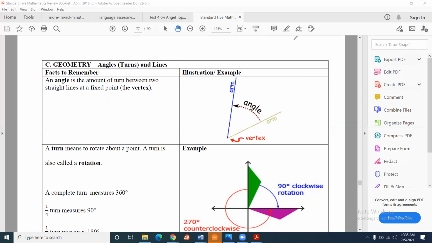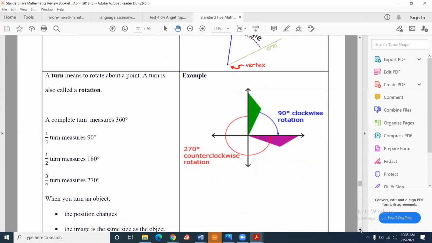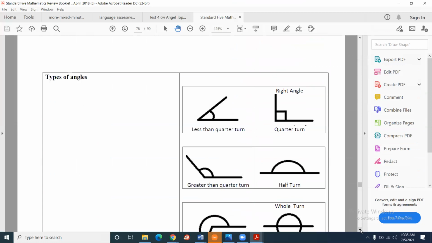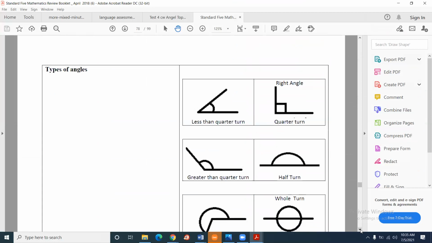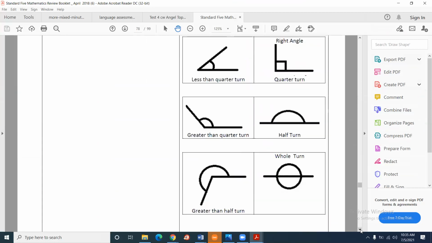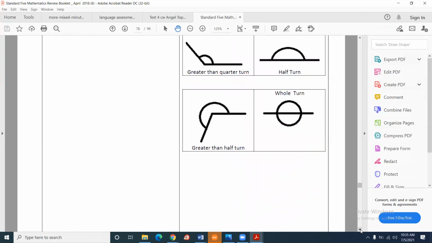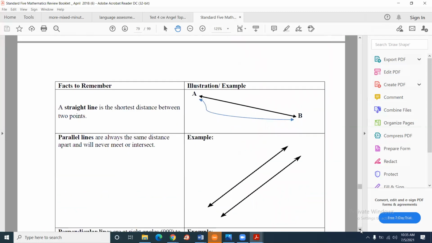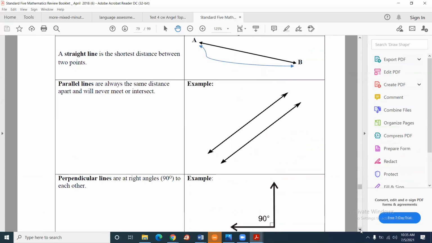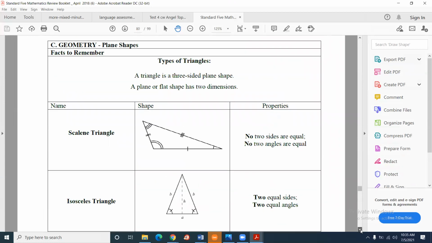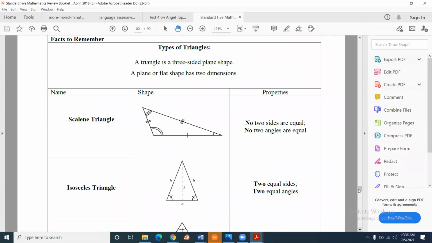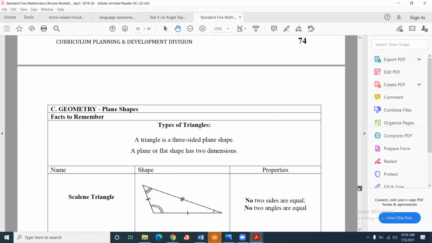But I'm going to go forward from here, and I'm going to go down a bit to what I want to show you for today. So there is other things here which we will go through during the course of this week with regards to angles. And when we finish with angles, we're going to also look at shapes.